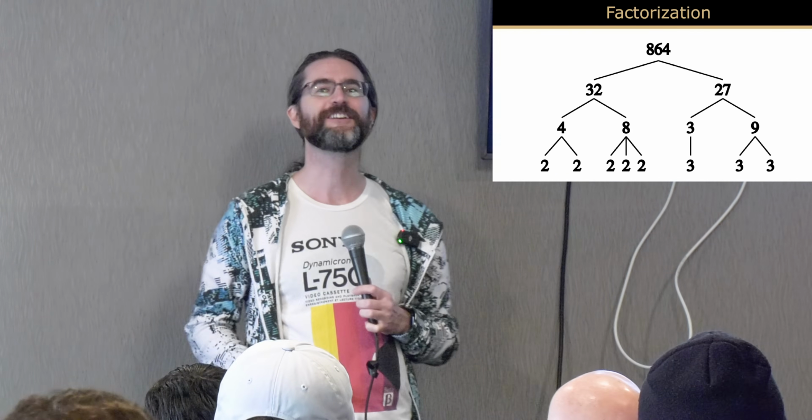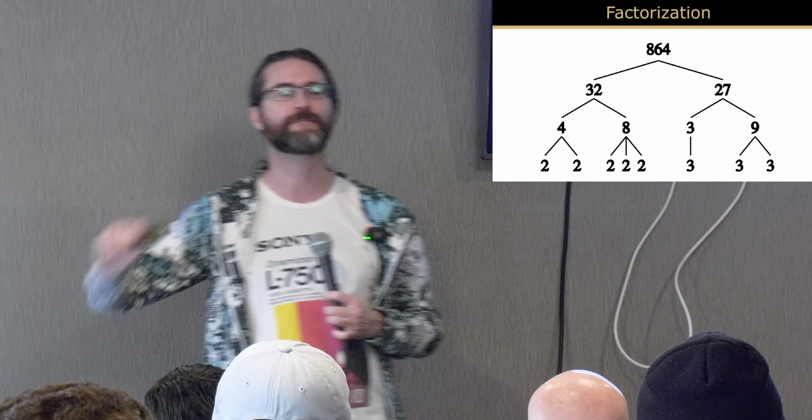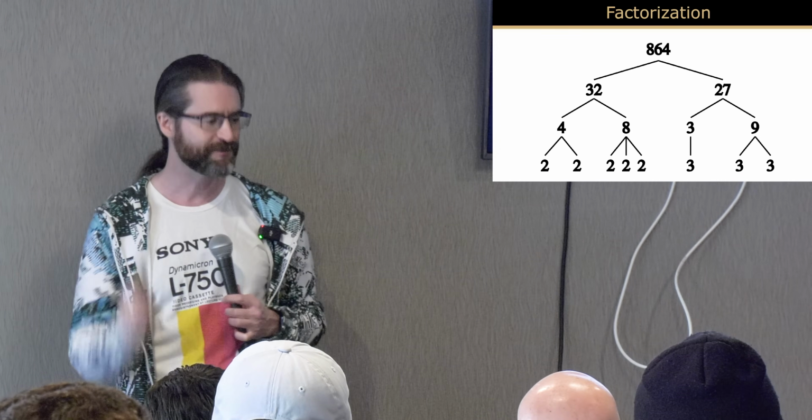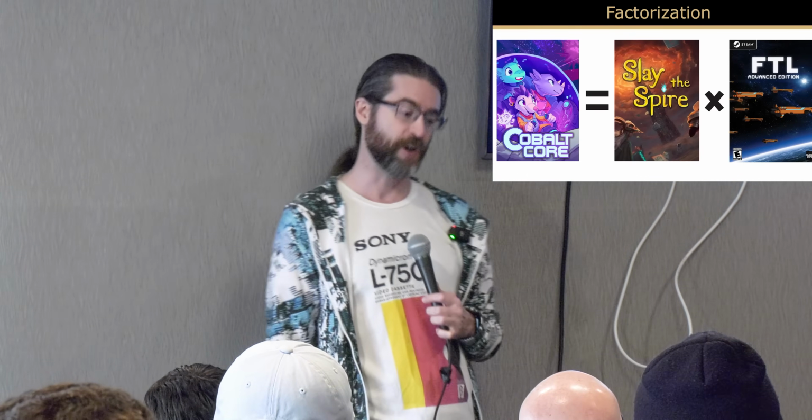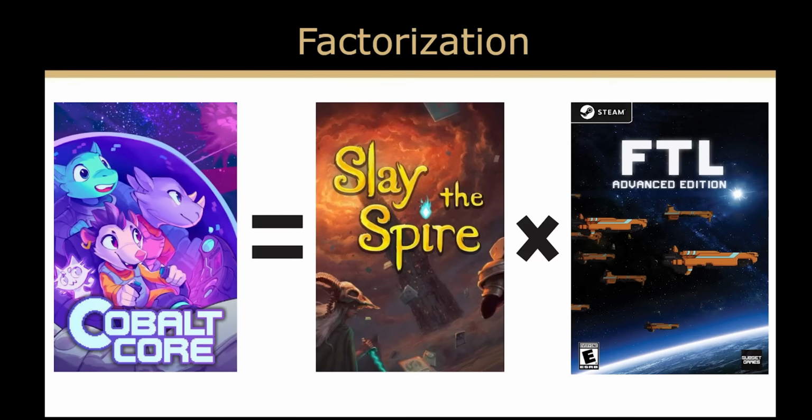Well, now we're going to do some math. You may remember in middle school and junior high, depending on what level your schools were teaching at, factorization. Taking numbers, bringing them down to their core components. We're going to factorize some games. I'm going to say that Cobalt Core, we'll explain what these games are in a minute, is just Slay the Spire times FTL. So what are these three games?